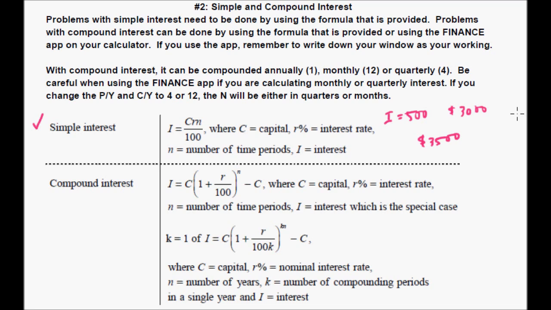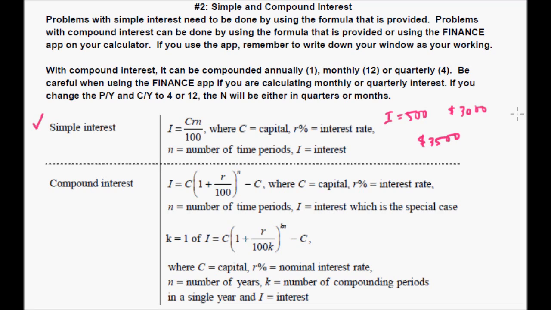Now that's pretty straightforward. With compound interest, it can be compounded annually, which means one time per year, monthly 12 times per year, quarterly 4 times per year. Be careful when using the finance app. If you're calculating monthly or quarterly interest, you have to change the PY and the CY to 4 or 12. The N will be either in quarters or months.